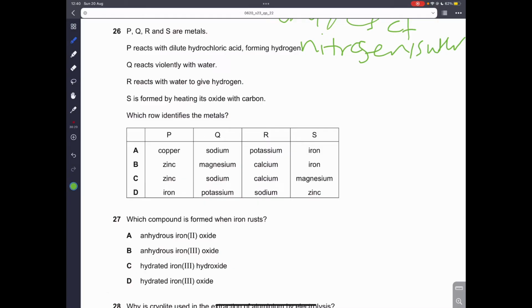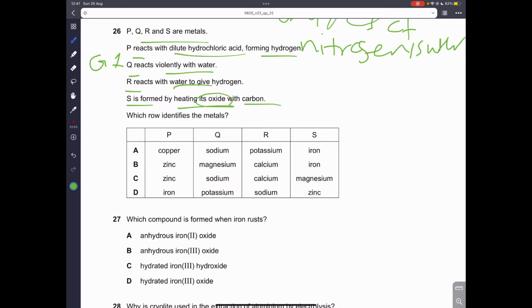Question 26. P, Q, R, and S are metals. P reacts with dilute hydrochloric acid, forming hydrogen. Q reacts violently with water. R reacts with water to give hydrogen. S is formed by heating its oxide with carbon. Which row identifies the metals? Now we know that Q reacts violently with water. This means it is highly likely to be a group 1 metal. P reacts with dilute hydrochloric acid, forming hydrogen. This is also fairly reactive. R reacts with water to give hydrogen. Now these are also metals.